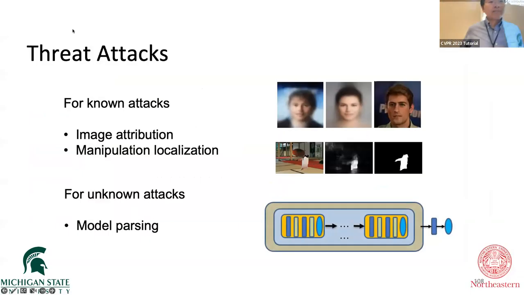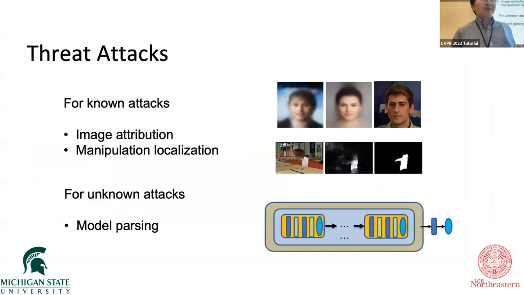Okay. So if it's no attack, then as a defender, we can do image attribution or model attribution, basically trying to classify which one of the models was initially attacked. Or I can localize what portion of the image has been modified, called manipulation localization.